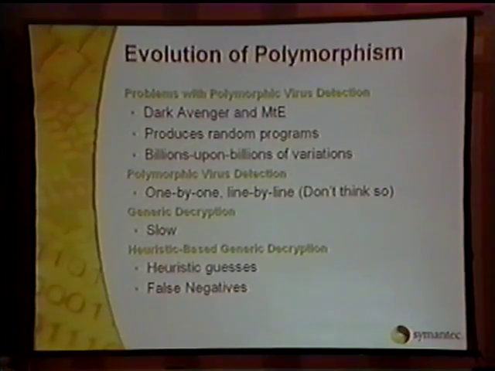One of the first problems was, of course, Dark Avenger and his MTE engine, his polymorphic engine. This basically produced random programs, and it had billions of different variations. So AV decided to fight back by creating special detection routines to catch each polymorphic virus, and they were doing this by hand, and they were doing this line by line. And this became very arduous.